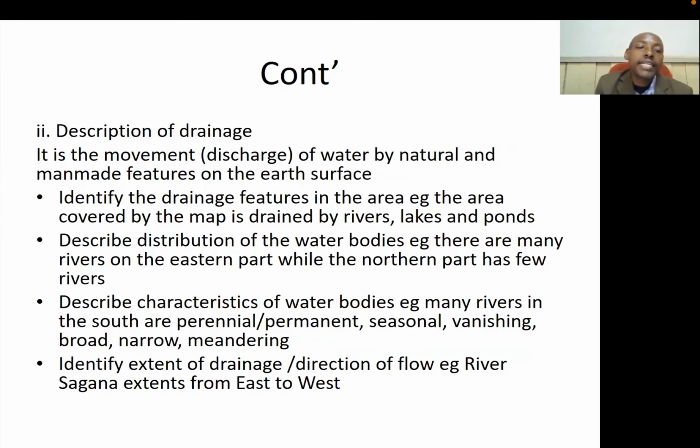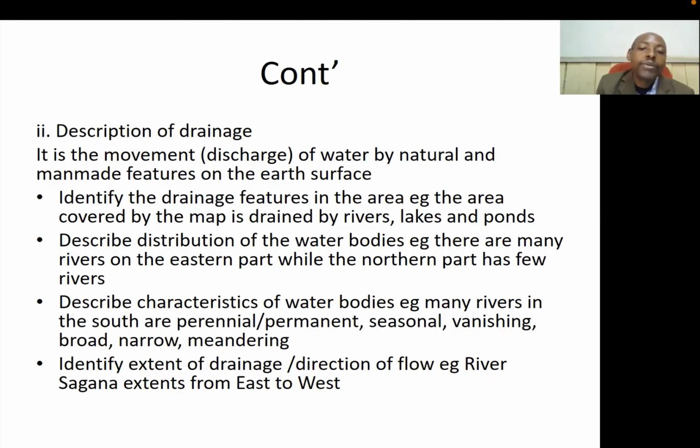In description of drainage, this is the movement or discharge of water by natural and man-made features on the Earth's surface. Emphasis is laid on the fact that we are interested in the surface water features, not underground water. Identify the drainage features in the area. For instance, you can say the area covered by the map is drained by rivers, lakes, and ponds. Then describe the distribution of the water bodies. For instance, there are many rivers on the eastern part, while the northern part has a few rivers.